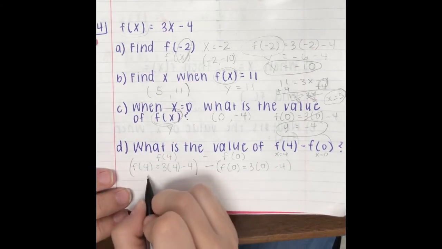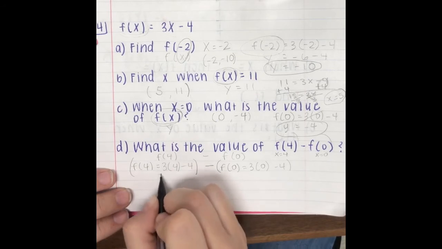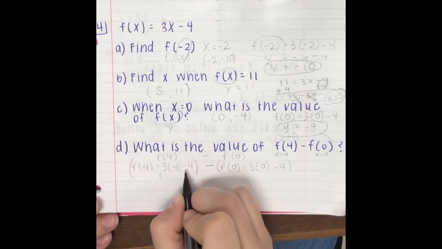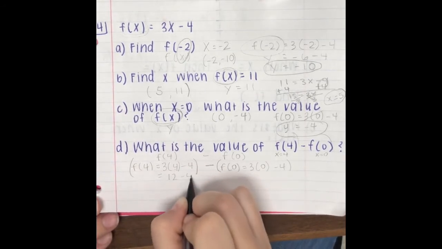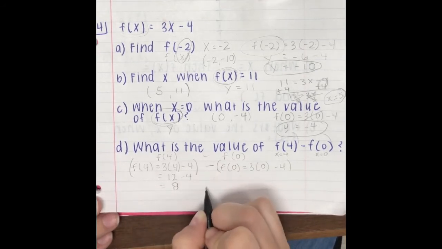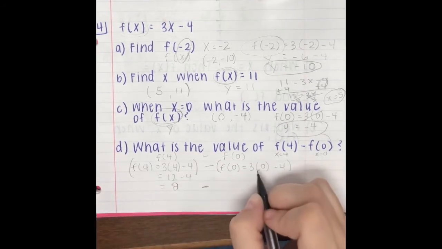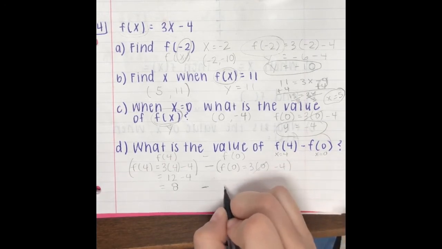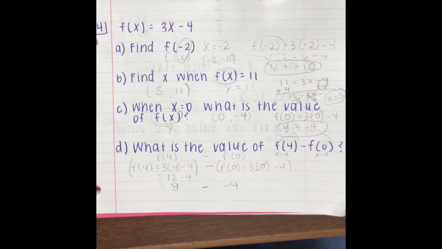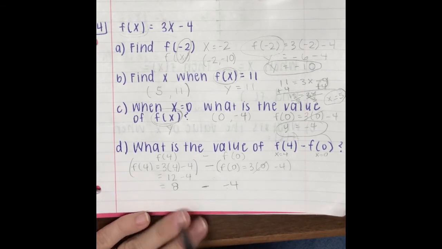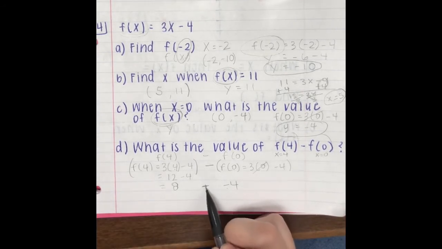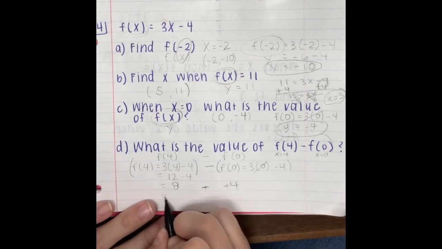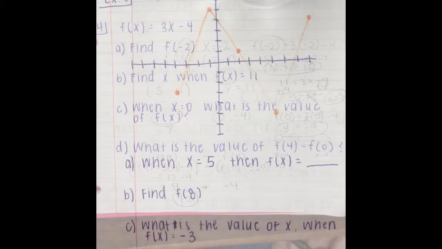So we're going to solve this. 3 times 4 is 12. 12 minus 4 gives us 8. Minus 3 times 0 is 0, a negative 4. What happens when you have minus and negative? When you have a double negative right next to each other, minus and negative, they make each other positive. So we get 12.